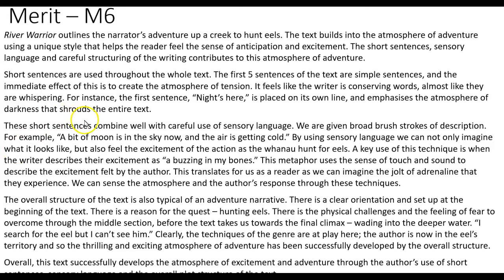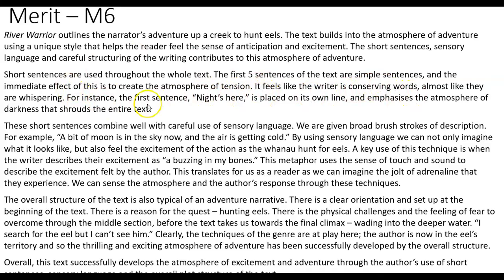A mirrored answer. So I've really buffed this up and possibly gone overboard here, but I'm starting to really be particular. Short sentences are used throughout the whole text. 5 sentences of the text are simple sentences, and this immediate effect creates an atmosphere of tension. Feels like the writer is conserving words almost like they're whispering.